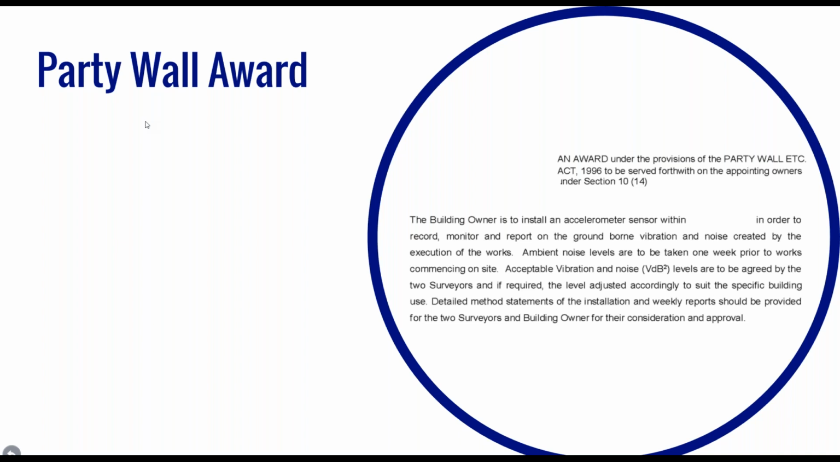Again, in the example shown on screen, this condition requires the building owner to install a vibration sensor inside the building of interest and to record, monitor and report on ground-borne vibration and noise, take baseline or ambient noise levels 1 week prior to the commencement of the works, agree acceptable levels of noise and vibration for the works and to adjust these accordingly, and finally to provide detailed method statements of the installation and weekly reports.